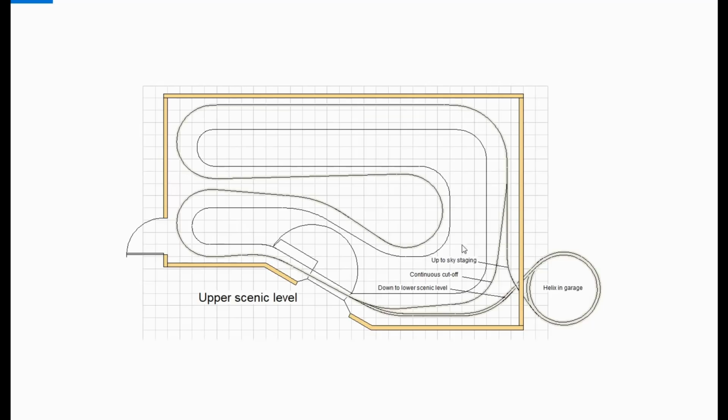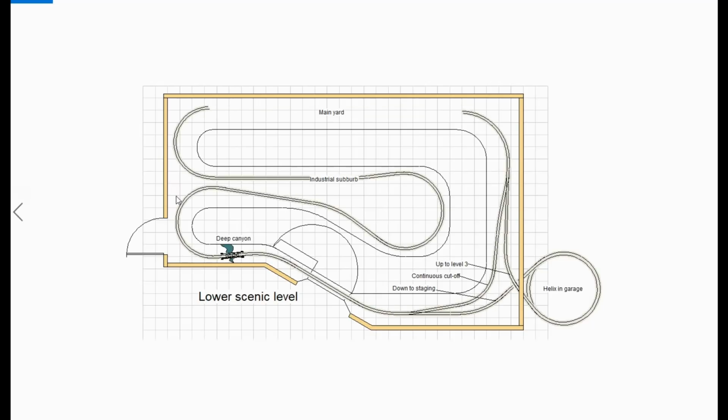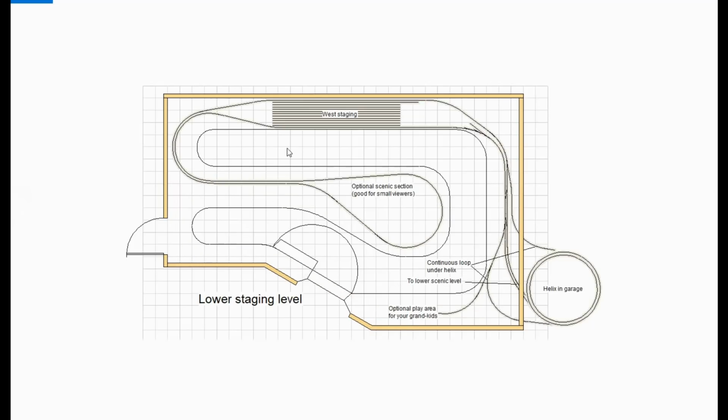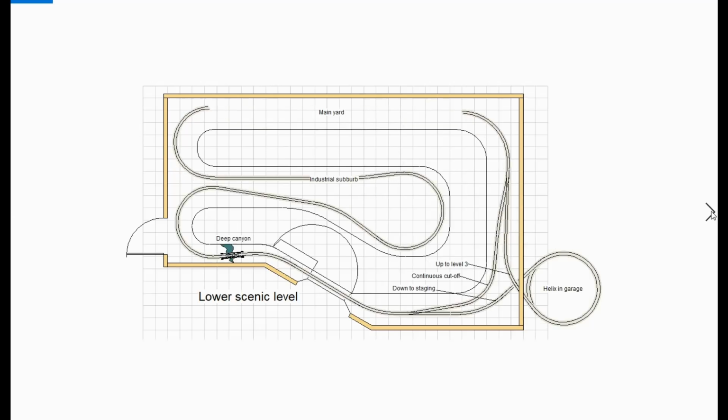So with the single track continuous circuit on the upper scenic deck, the double track circuit on the lower scenic deck, and another possible circuit on the lower staging level using a second reverse loop under the helix, he now has a total of 4 continuous loops, and he really liked that.